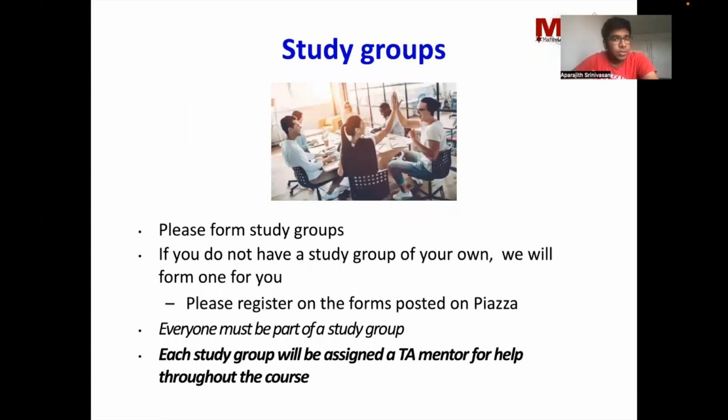We advise you guys to form your own study groups. If you don't form your own study group, please register to the form on Piazza. There'll be a form posted on Piazza, so we'll give you your own study groups. Everyone must be a part of a study group. Each study group will also be assigned a TA mentor for help throughout the course. This is one of the best resources which you can get, a study group mentor.